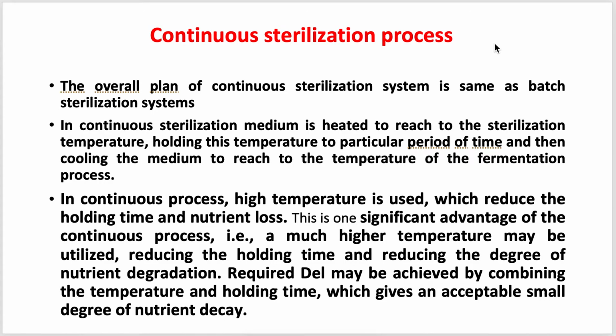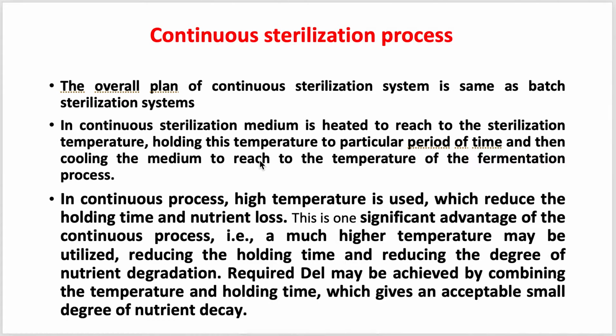This is the third part of lecture 3, and in this part we'll learn about the continuous sterilization process. The overall plan of a continuous sterilization system is the same as batch sterilization systems. Like the batch sterilization system, in continuous sterilization the medium is heated to reach the sterilization temperature, held at this temperature for a particular period of time, and then cooled to the temperature of the fermentation process. That means, like batch sterilization, the three steps are also present here: the heating step, the holding step, and the cooling step.